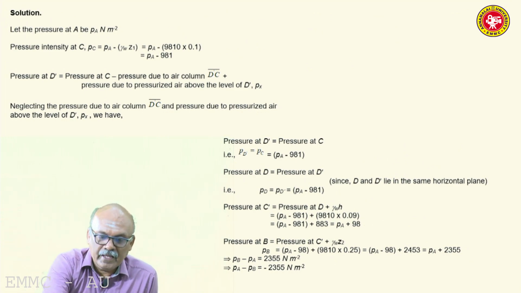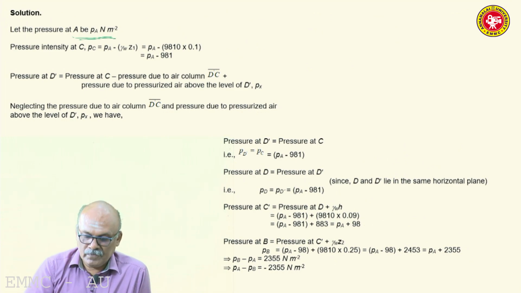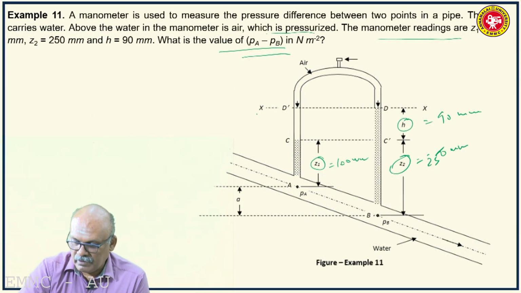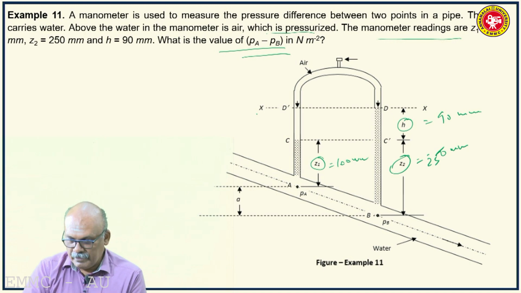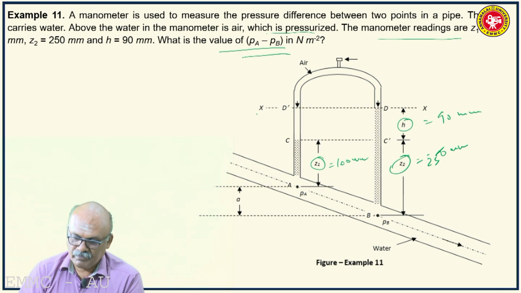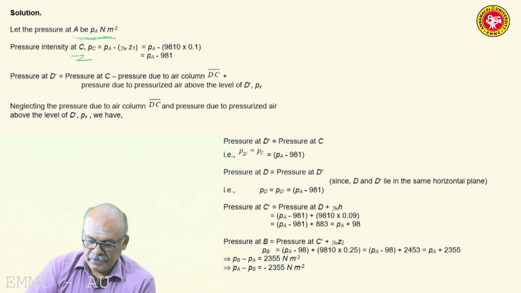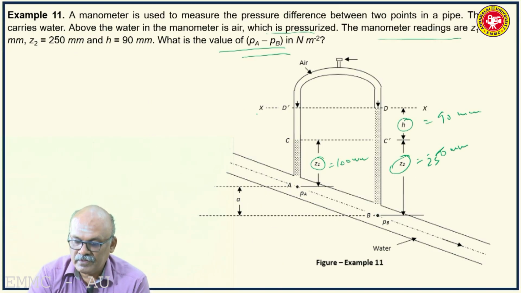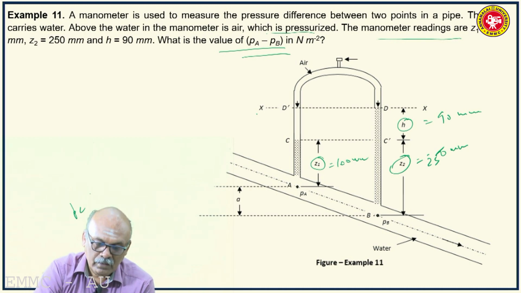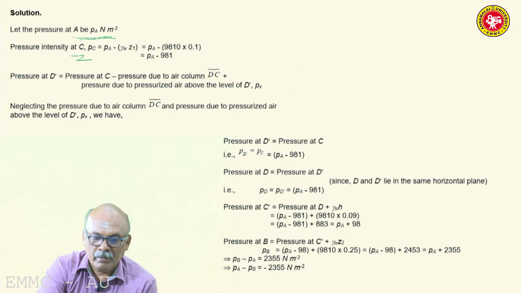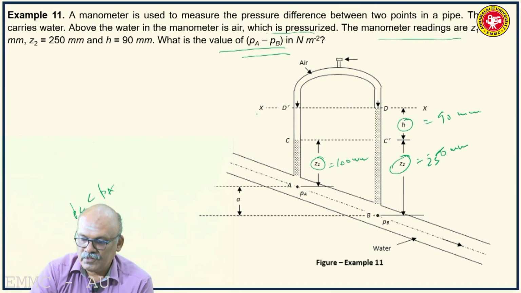So, let the pressure at A be Pa Newton per meter square. So, again we start from A, go via the left limb, then the right limb and then end up at B in developing the manometric equation stage by stage. Then pressure intensity at C, where is C? C is the surface of liquid in the left limb connected to point A. So, pressure at C will be less than PA. So, PC is equal to PA minus, what is it you have?